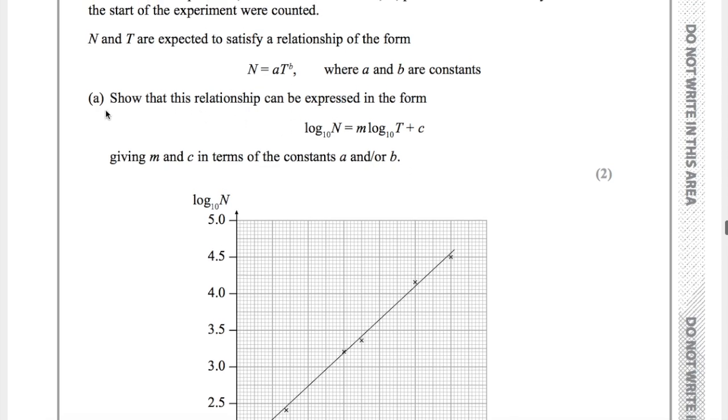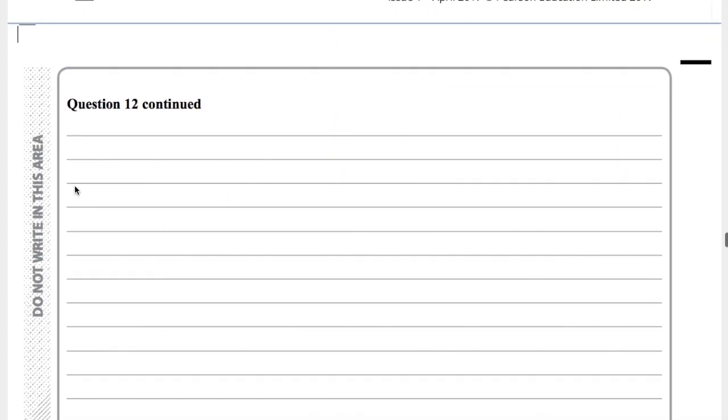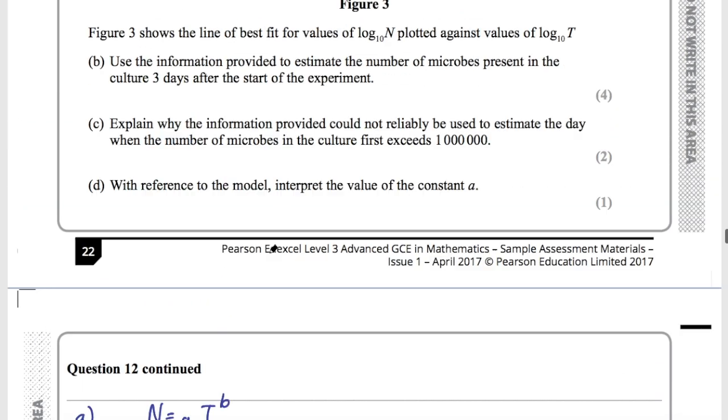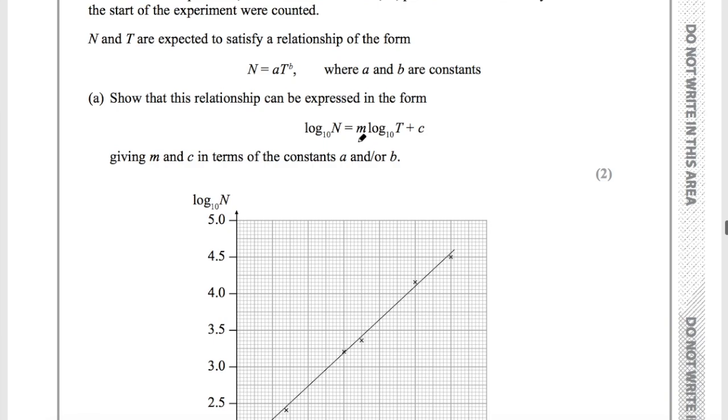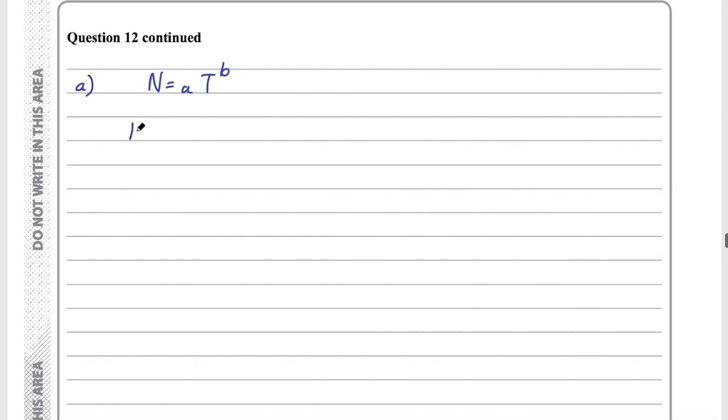So what we need to do for part A is to take this equation, N equals A T to the power B, and somehow express it in this form, log N equals M log T plus C. Okay, so for part A, we can start off just by writing that equation down again. And because we have logs in this equation, let's take the log of both sides and see what happens. So log base 10 of N equals log base 10 of A T to the power B.